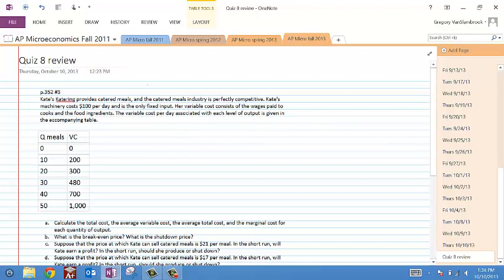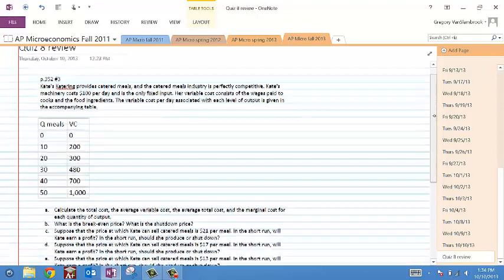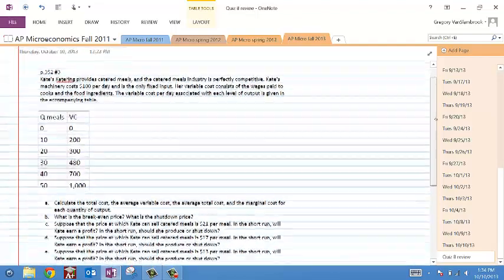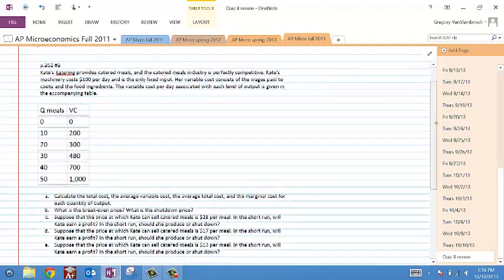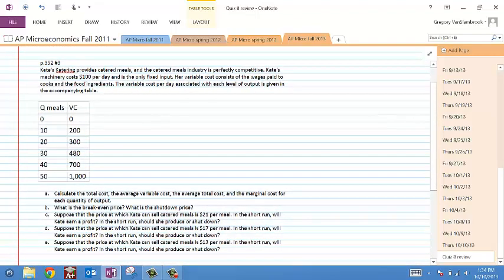So I copied the entire problem here so we'd have it all in front of us. Kate's Catering provides catered meals, and the catered meals industry is perfectly competitive. Kate's machinery costs $100 per day. That tells you the fixed cost. Her variable cost consists of wages paid to cooks and the food ingredients, and down here below it gives you the table of variable costs.